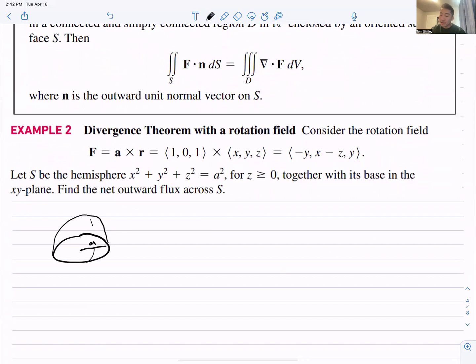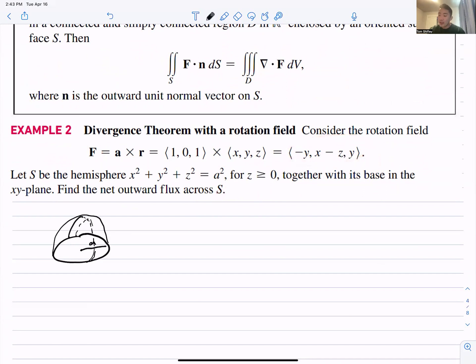And so you kind of have this, I don't know, this is a horrible picture, but you get the idea. Maybe something like that. So it's this closed dome that you have, and it has radius a, and we want to find the flux of this vector field right here across S.